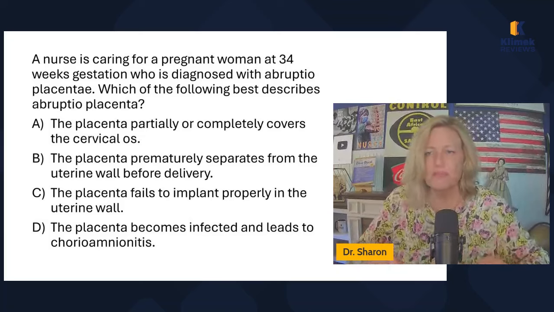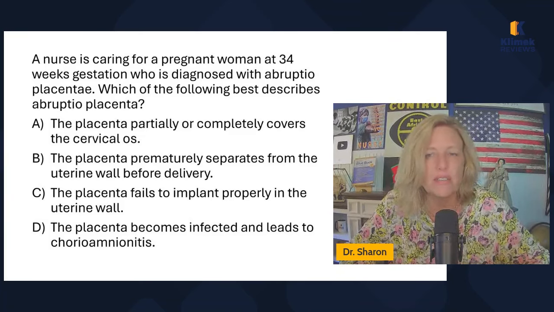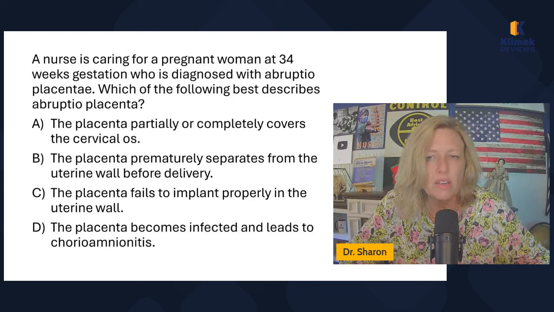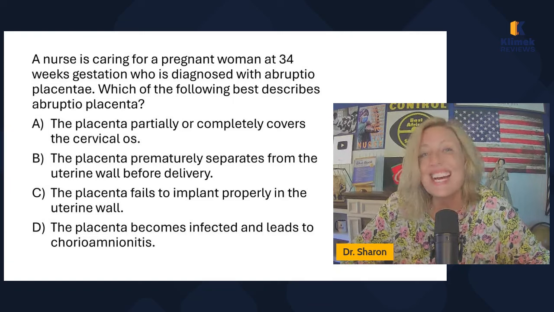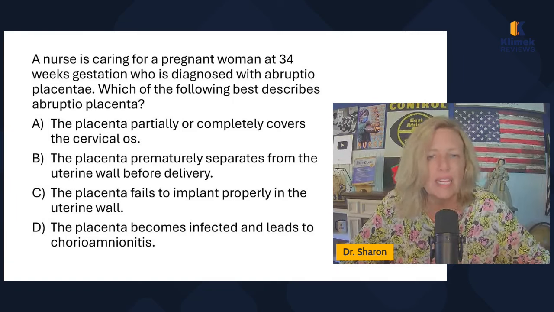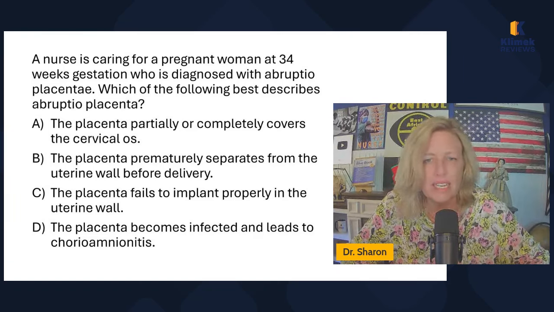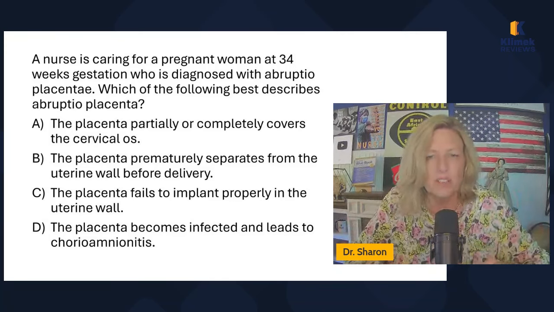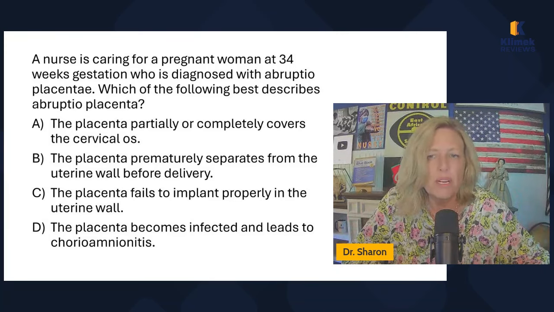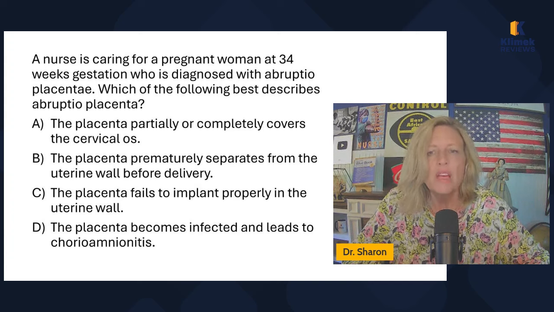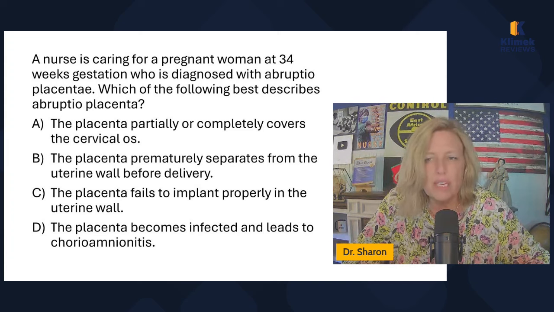All right, let's do this. A nurse is caring for a pregnant woman at 34 weeks gestation who is diagnosed with abruptio placenta. Oh, sorry, I left the British spelling in here. There's no E on the end. I got rid of it on the next sentence. Let me start over. I got distracted. A nurse is caring for a pregnant woman at 34 weeks gestation who's diagnosed with abruptio placenta, which best describes abruptio placenta? So she's 34 weeks.